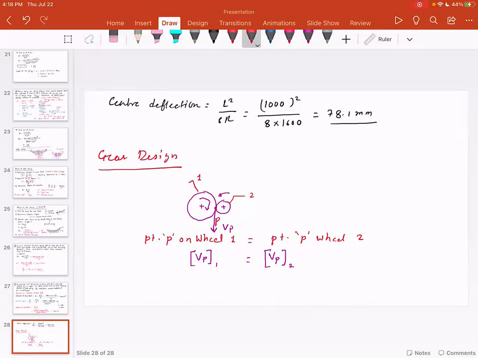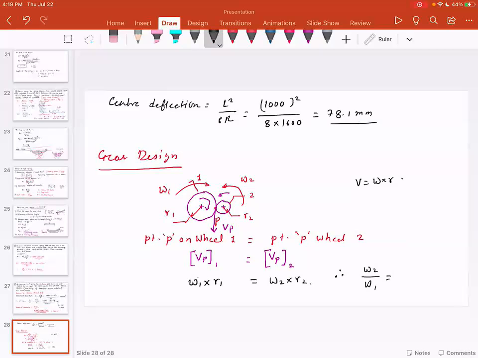So I'm going to call the speed of the first wheel omega 1, and the speed of the second wheel omega 2. I'm going to call the radius of wheel 1 r1, and the radius of wheel 2 r2. As you know, v is equal to omega times r. So vP1, point P considered on wheel 1, is omega 1 times r1. Point P considered on wheel 2 is omega 2 times r2, which gives me the gearing ratio: omega 2 divided by omega 1 is equal to r1 divided by r2.